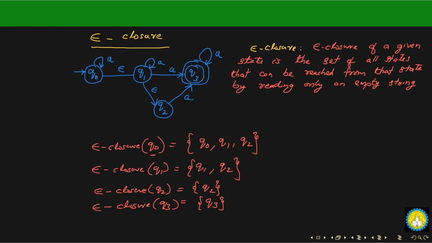So this is the idea of epsilon closure. It's important to remember that we are going to extensively apply epsilon closure while converting epsilon NFAs to NFAs. While doing so, we need the help of epsilon closures, so the idea of epsilon closure is very, very essential.